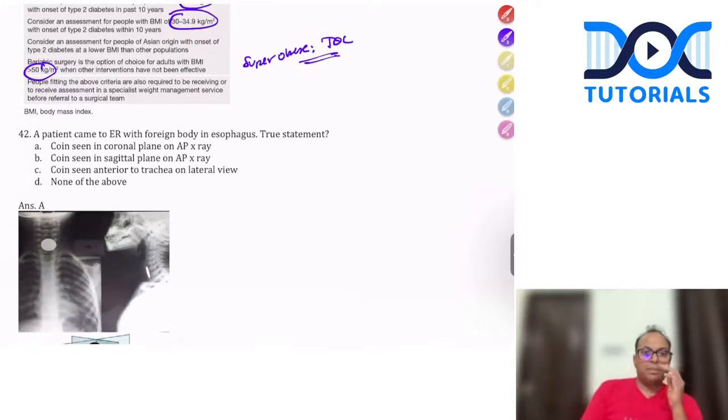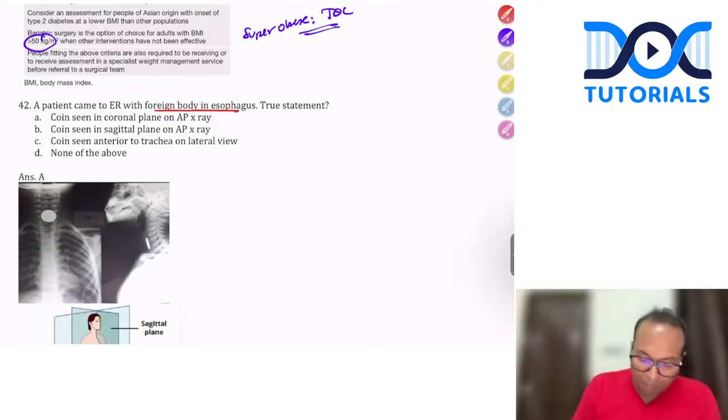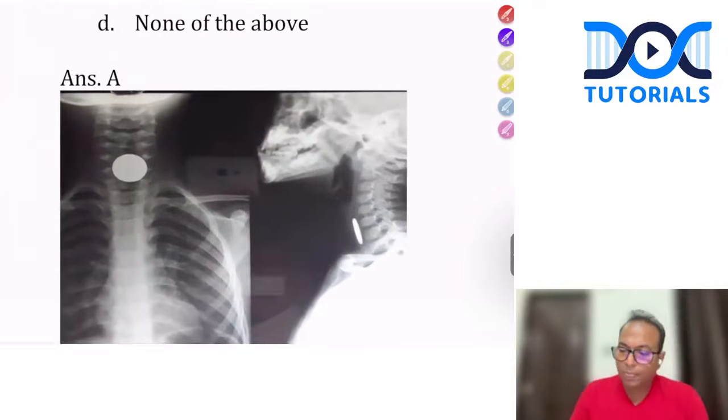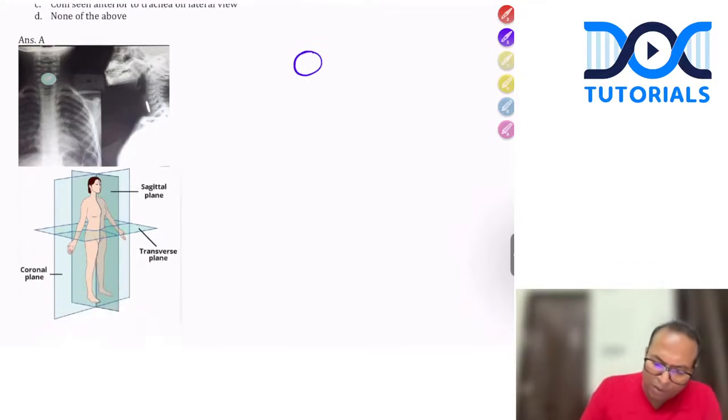So, beautiful question from esophageal foreign body. A patient came to the emergency room with a foreign body in the esophagus. How will the foreign body look? That is the question. So in an AP view, how does it look? The coin looks in classical coronal plane. So don't forget, the coin looks in coronal plane. See, what is coronal plane?